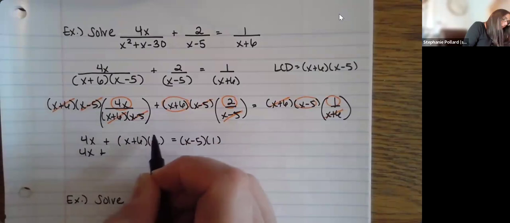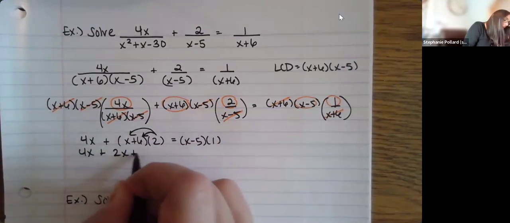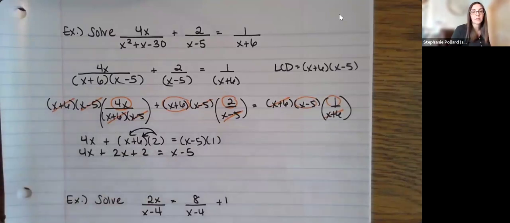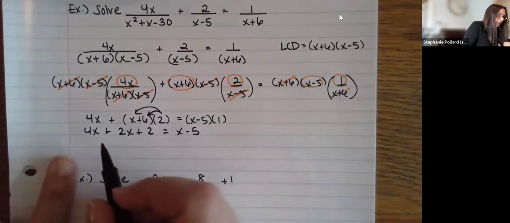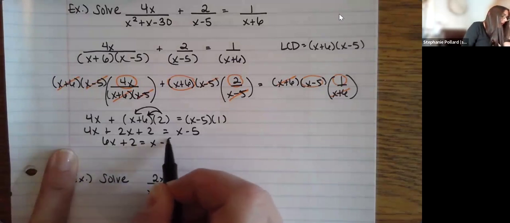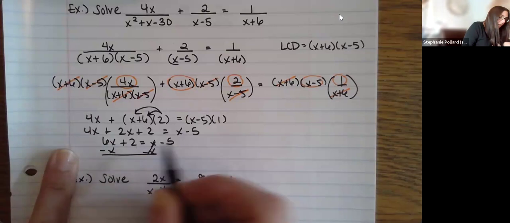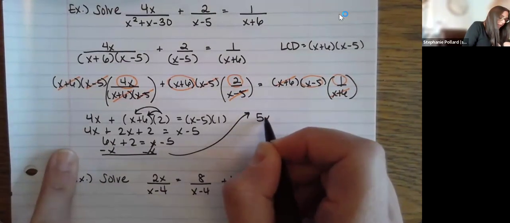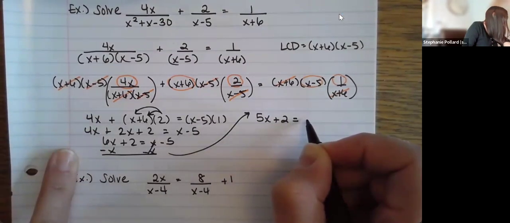You are going to distribute that 2 throughout. So you have 2x plus 12. Here, multiplying by 1 doesn't change it, so it's going to stay as x minus 5. And I'm going to keep cleaning this up. So let's see. I have 6x plus 2 equals x minus 5. I'm going to subtract the x to both sides. Move over here. And I have 5x plus 2 equals, let's see, negative 5.